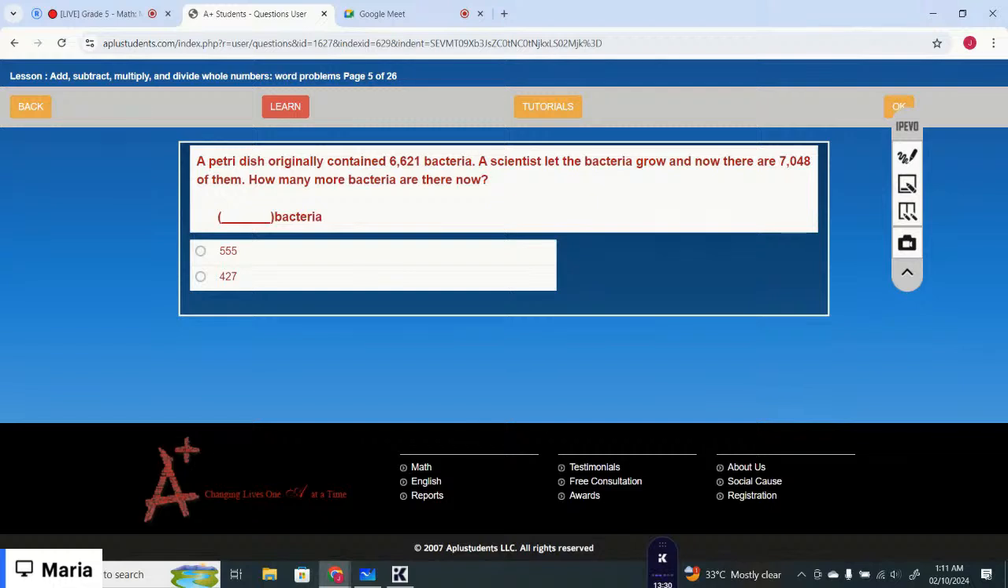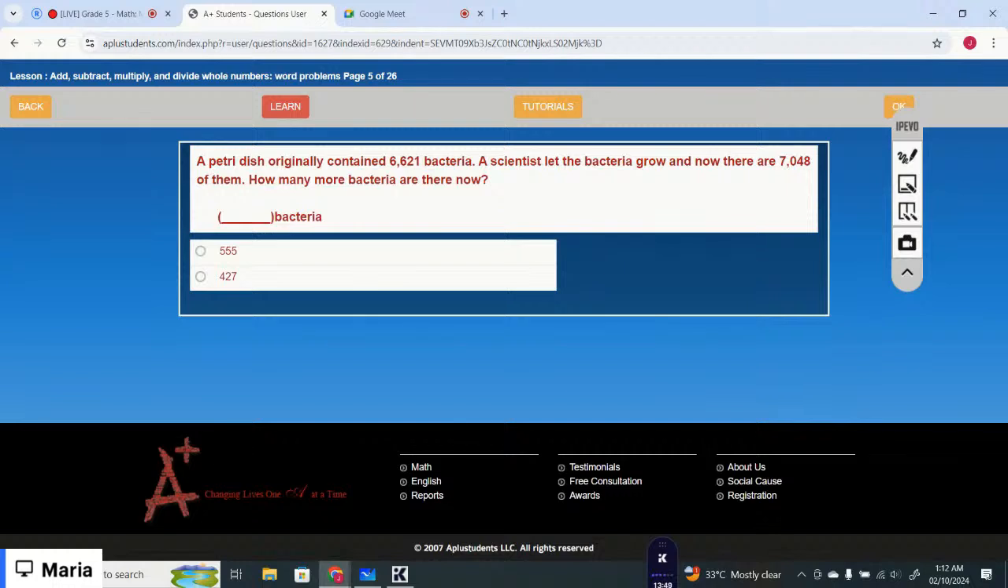A petri dish originally contained 6,621 bacteria. A scientist let the bacteria grow and now there are 7,048 of them. How many more bacteria are there now? Earlier there were 6,621. Now there are 7,048. So how much more now?